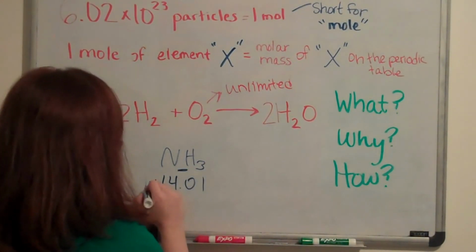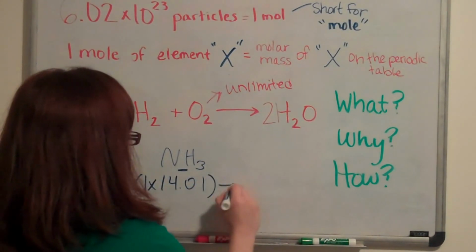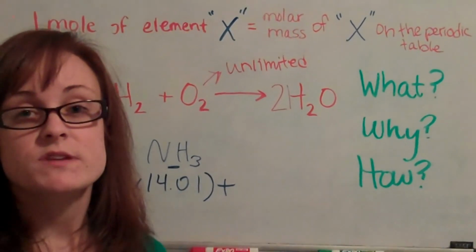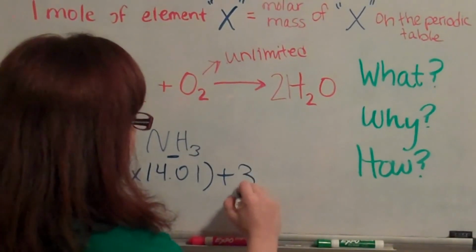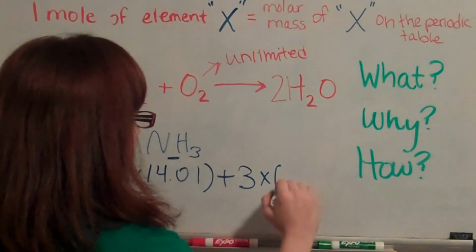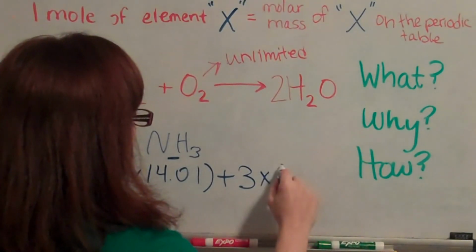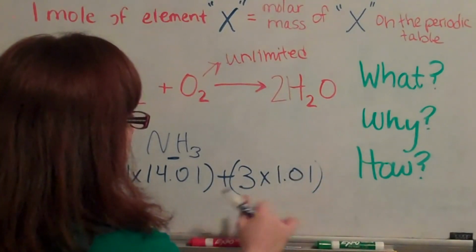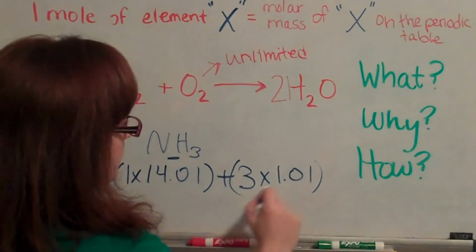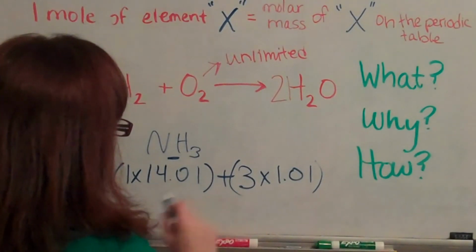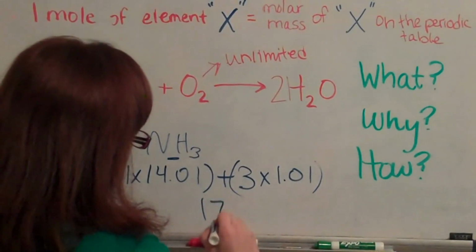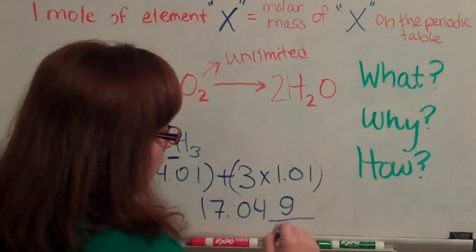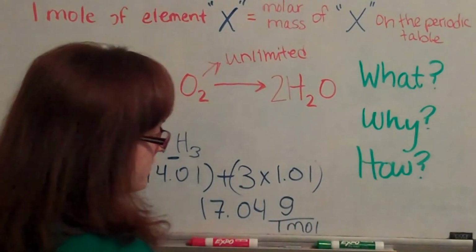So you're just multiplying by 1. And then you add that to the molar mass of hydrogen, and because there are 3 hydrogens, you have to multiply by 3. And when you multiply, you see that this is going to be 3.03. And so when you add it together, it is 17.04 grams per 1 mole of ammonia.